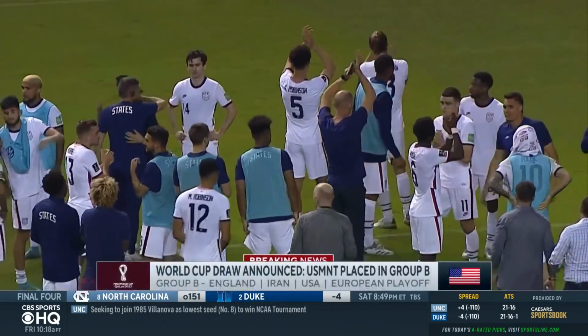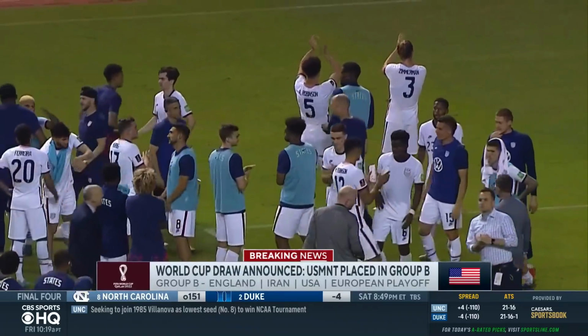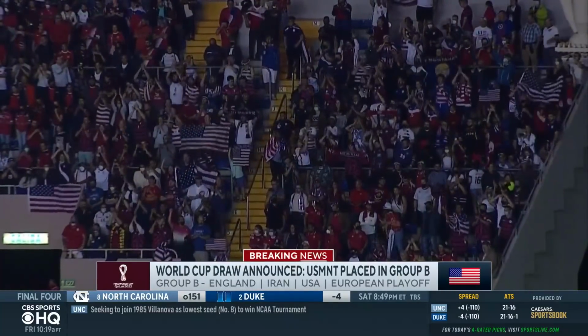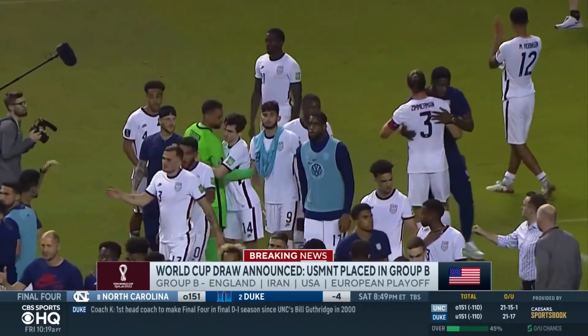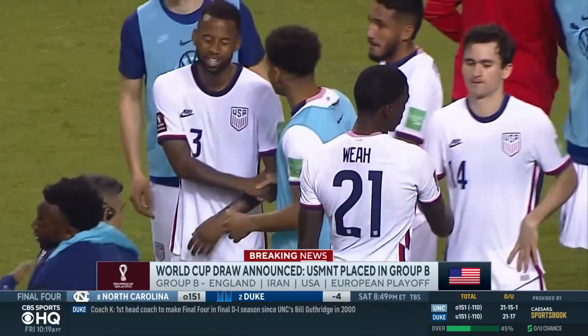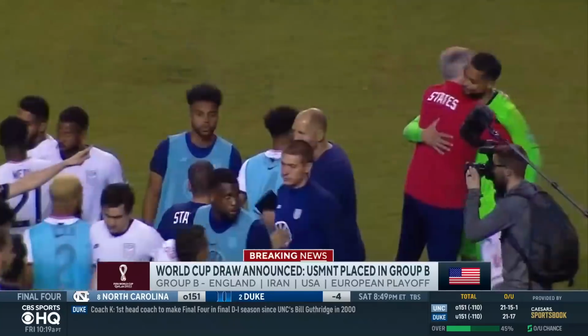Breaking news here on CBS Sports HQ. The United States will face England, Iran, and the winner of the UEFA playoff in Group B at the World Cup in Qatar. Their opening game will be against the winner of that UEFA playoff and will take place on Monday, November the 21st.